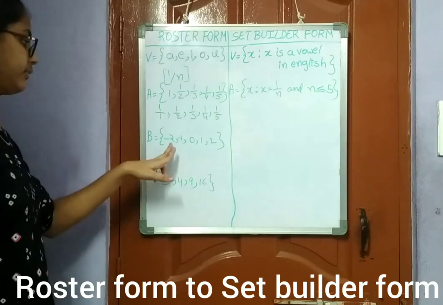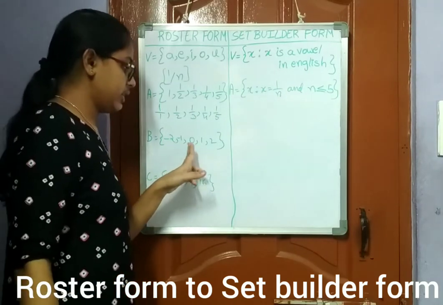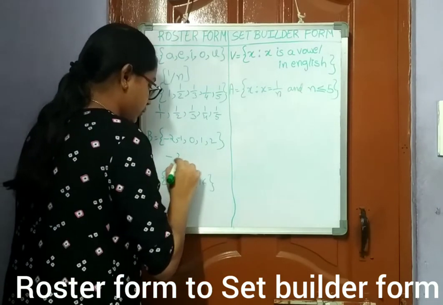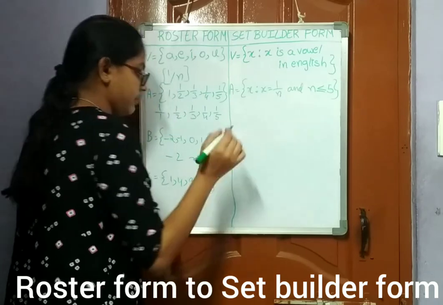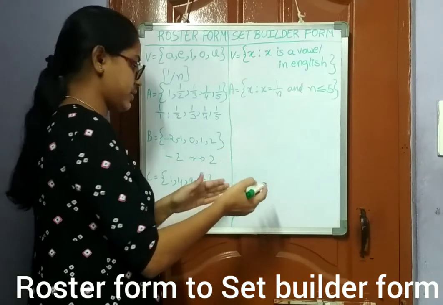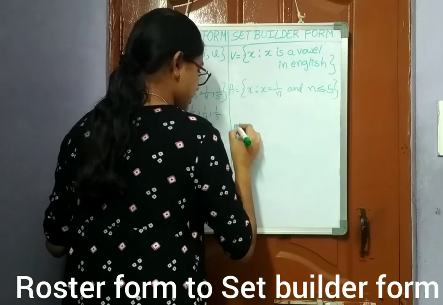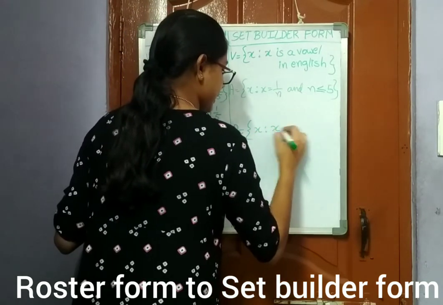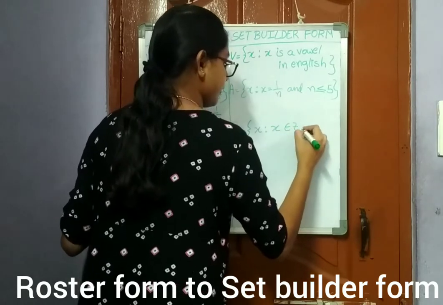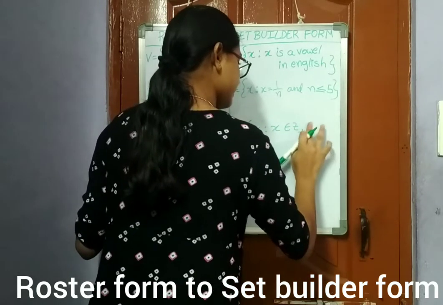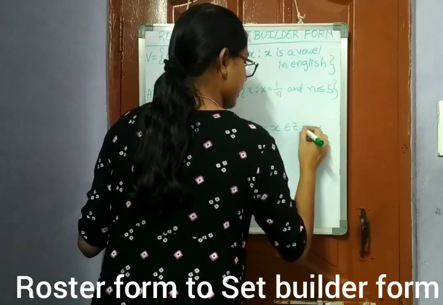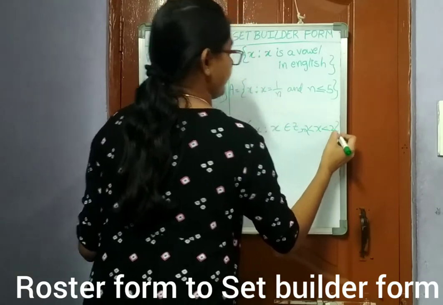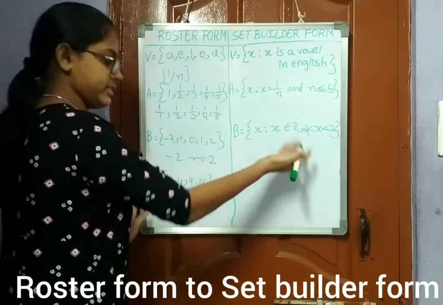Similarly, for the third example we have -2, -1, 0, 1, 2. These are integers from negative 2 to positive 2. So, the set builder form of B will be X such that X is an integer and X is greater than -2 and less than 2. All these numbers satisfy this condition.